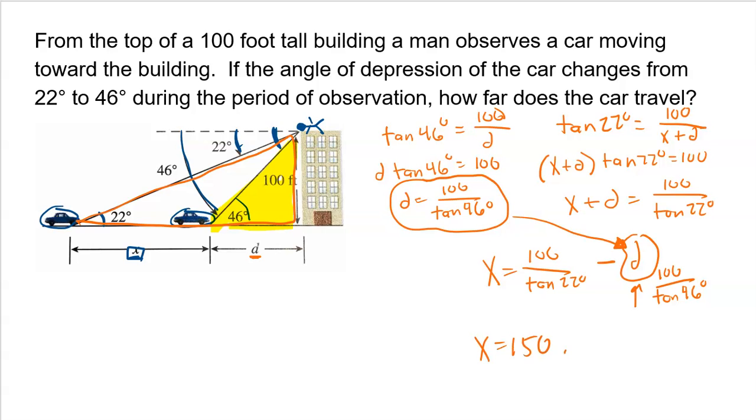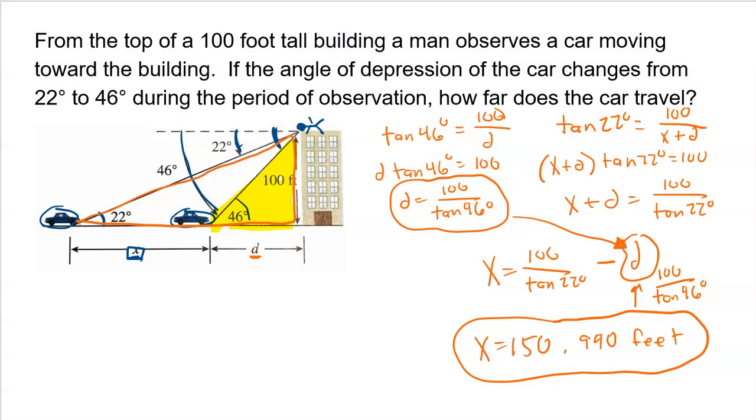150.93, actually, if you round it correctly, it'd be 150.94. And that would be measured in feet as well. Why is it measured in feet? Because the 100 was measured in feet that I was using in this problem. So the distance that the car traveled over the course of this time period was 150.94 feet. Pretty cool problem. Hopefully you agree it's pretty easy and you don't mind it too much.